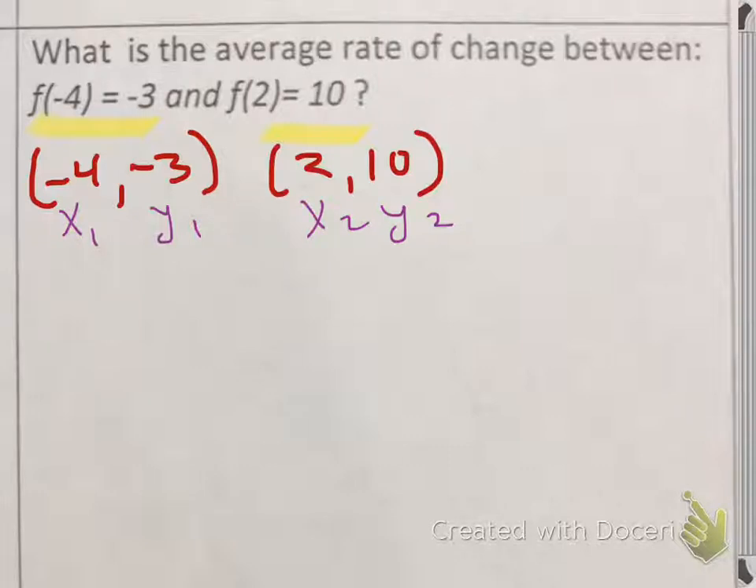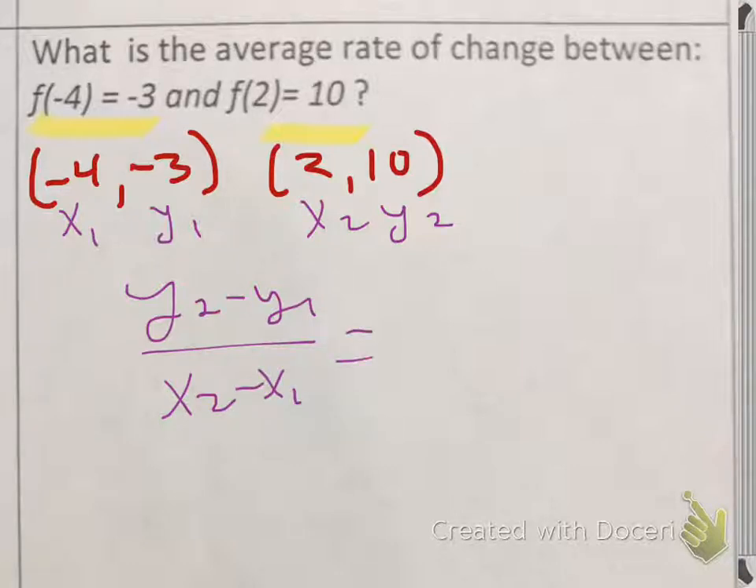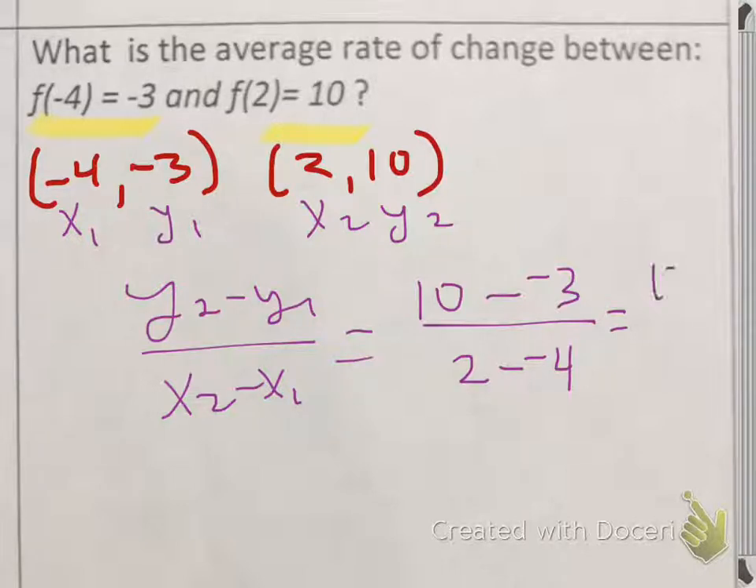So again, the formula is y2 minus y1 over x2 minus x1. And I substitute into that formula. So 10 minus negative 3 over 2 minus negative 4. 10 minus negative 3 is 13. 2 minus negative 4 is 6. So my slope doesn't reduce. It's just going to be 13 over 6.